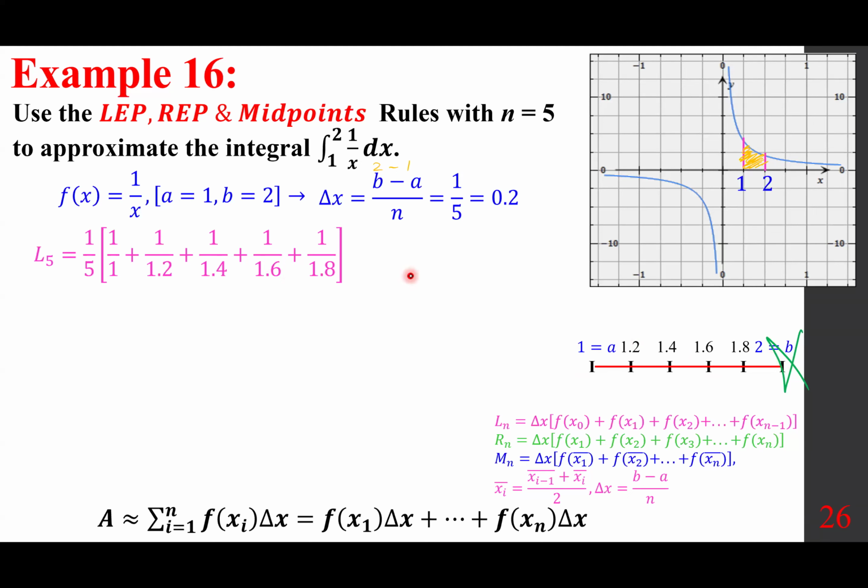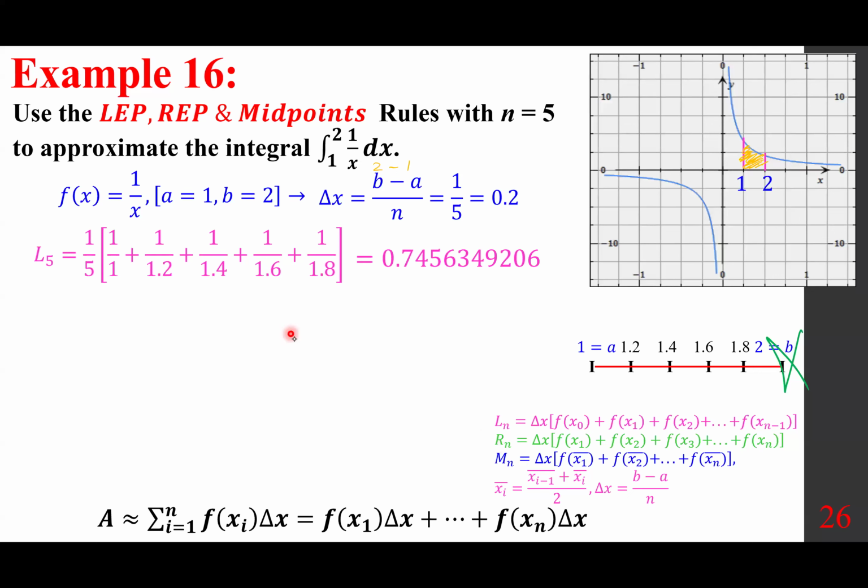Now, at this point, you put it into a calculator with many, many decimals. And that's your answer. So that's for L5. Why 5? L5, because n is 5. Okay, everybody? Now we want to go with R.